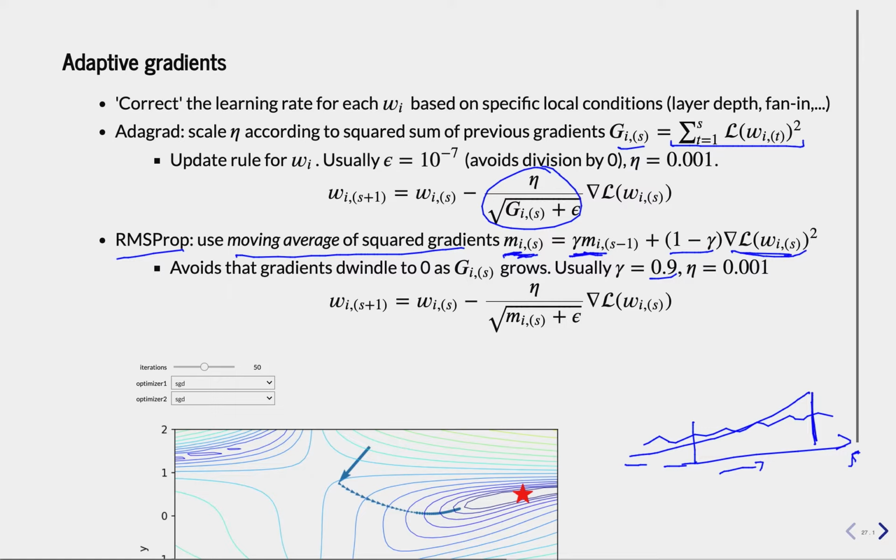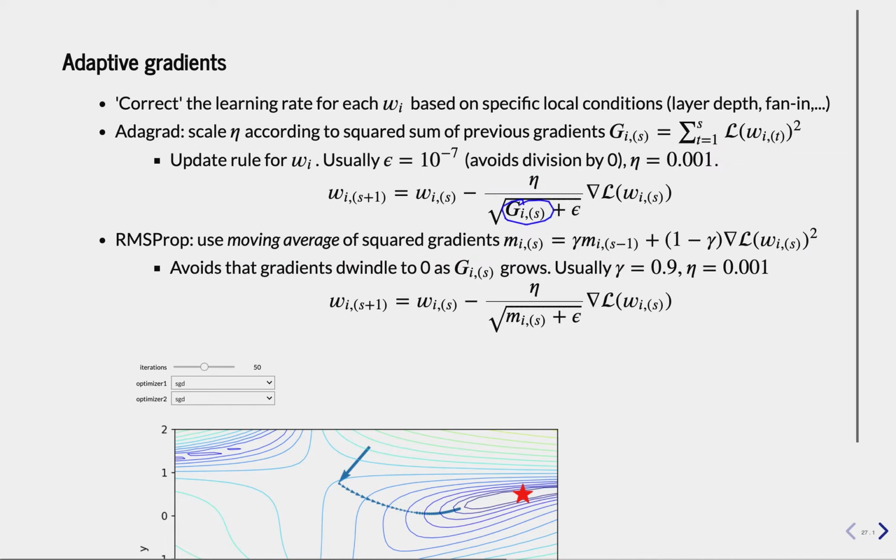And this avoids that these gradients dwindle down to zero as G_i grows. And the rest is the same. Right? We basically just replace G_i with M_i here. We replace the sum of the squared gradients with the exponential moving average of the squared gradients.